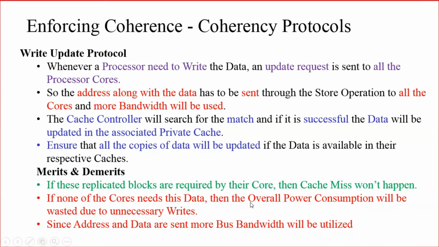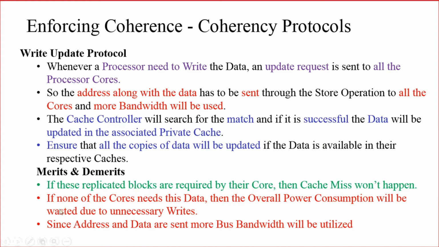if the same data is present in multiple cores, all those copies of the same data will be updated. So what is the advantage? If the core is trying to get the same data present in its own private cache, it can read from the cache. So cache miss will not happen. That is the advantage. Cache miss won't happen because the data is available. We are not invalidating. We have updated the data.